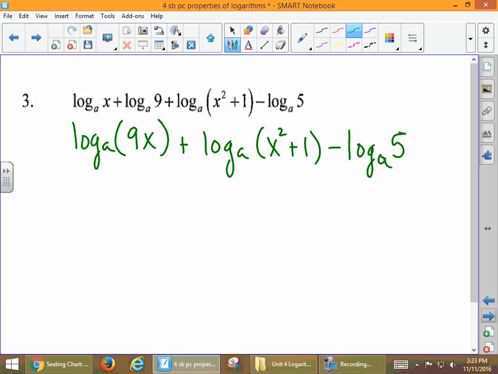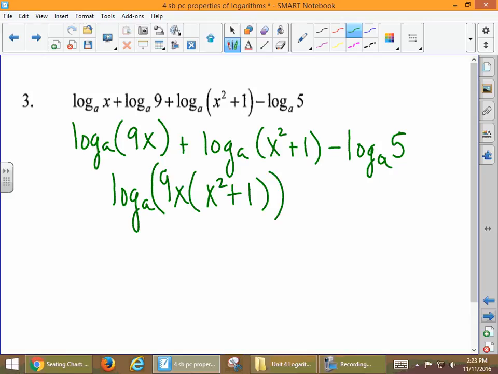And again, you can do this quicker, but I want to show you where things came from. So we did the first two terms. Well, now we're going to do the first two terms again. Log base A of 9x plus log base A of x squared plus 1. What does plus tell us to do when we're working with logarithms? It tells us to multiply. So this is going to be log base A of 9x times x squared plus 1. And I'm going to put that all in parentheses there. Minus log base A of 5. Working left to right.